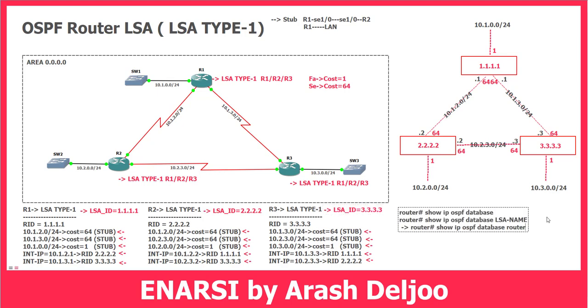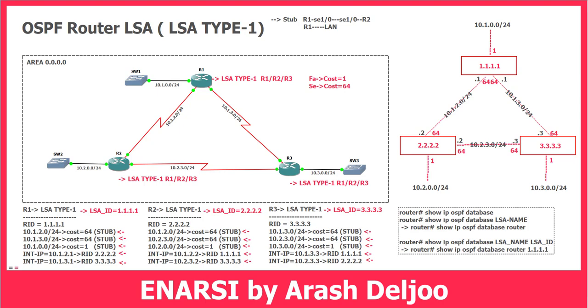If you want to see only one LSA from one specific type of LSA, you can use show ip ospf database, first the LSA name, second the LSA ID. For example, for verifying the LSA type 1 received from router 1, you can use show ip ospf database router, which means please show me a router LSA received from router 1. The LSA ID is quad 1. It is so easy. Look at here.